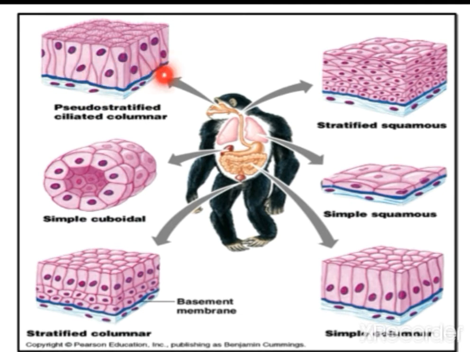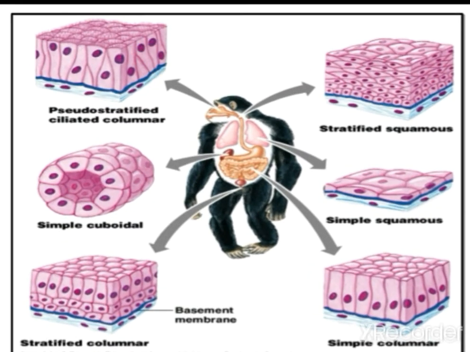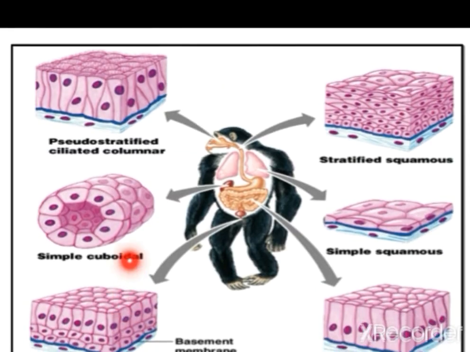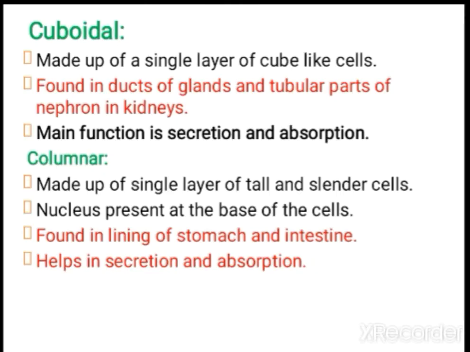In the case of pseudostratified, or whatever simple epithelium it is, all the cells will be touching. When you see the stratified layer, the base cells will be touching, but the other cells won't be touching the basement membrane. From there itself we can find out.